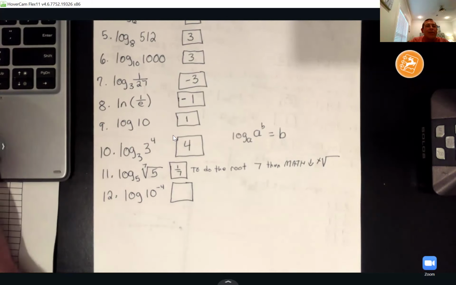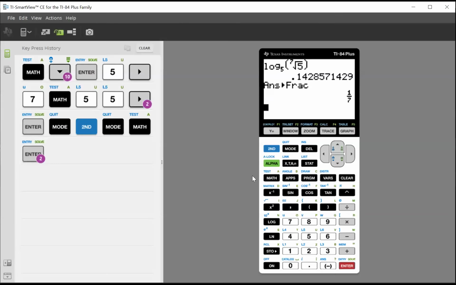Uh-oh, y'all, let me get y'all on that. All right, y'all, let's go punch that in. We got a log of 10 to the -4th. Mr. Eugene, how did you turn that answer into the fraction again?